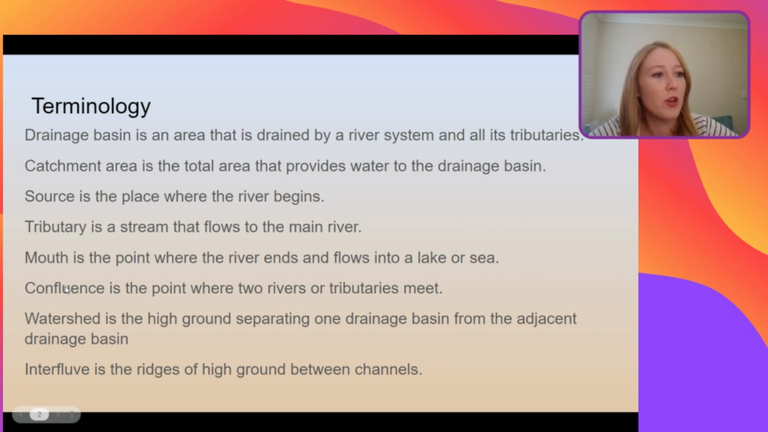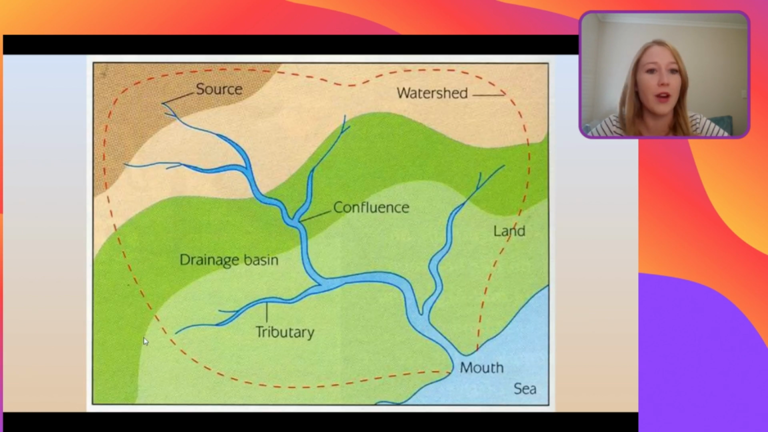Okay, now with the confluence, you'll also tend to find an interfluve. Interfluve is the space between the two channels. And then finally, watershed. Watershed is the boundary of the drainage area or the catchment area. So let's just show you on a diagram because then I think it will make more sense.